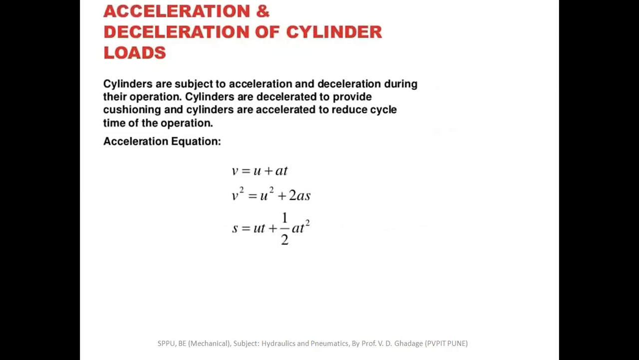Acceleration and deceleration of cylinder rod. Cylinders are subjected to acceleration and deceleration during their operation. Cylinders are decelerated to provide cushioning, and cylinders are accelerated to reduce the cycle time of operation. Acceleration equation: V equals U plus AT. Second, V squared equals U squared plus 2AS, and S equals UT plus one half AT squared.